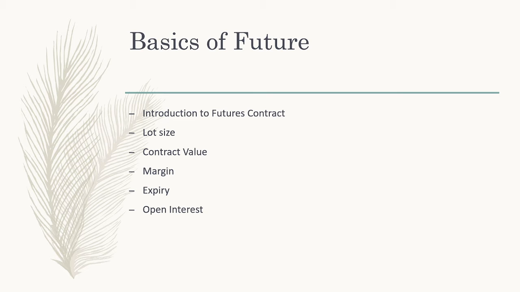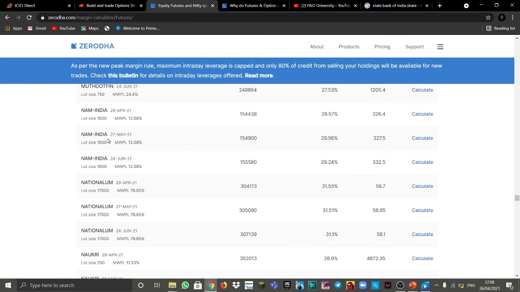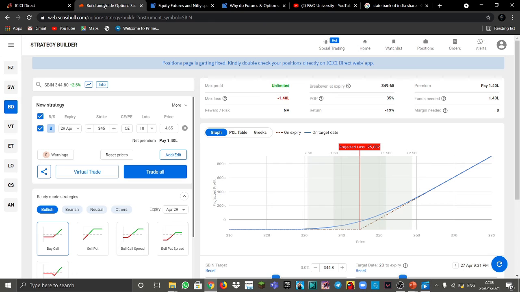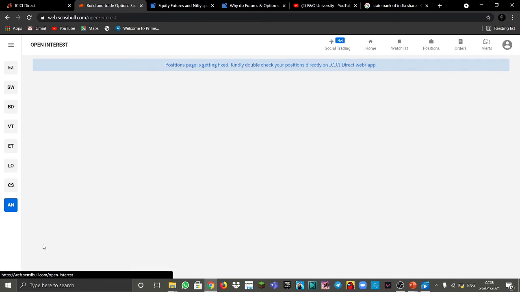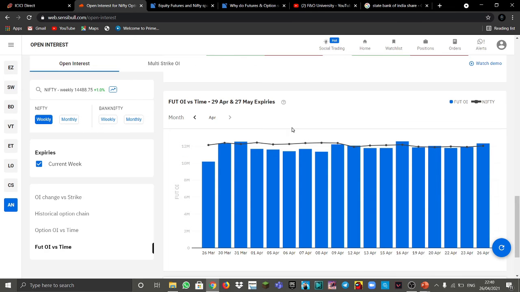Open interest, you can see future open interest. What is open interest? Open interest means the number of contracts open for that particular underlying asset. Let's understand future open interest for Nifty 50 for the month of April and May expiry. You see the blue bar here. This is the total future open interest for each day mentioned at the bottom. Let's say for example, for 26th of April, what is the total open interest?